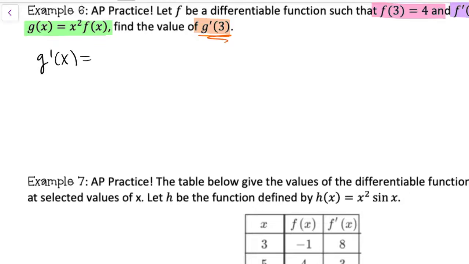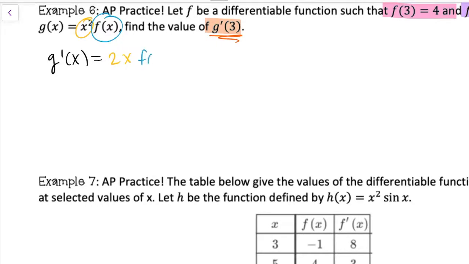g prime of x is going to be found using our product rule. So because g of x is a product function, we've got x squared as our first and f of x as our second, that's fine. That's all we need. So g prime of x, our product rule says the derivative of the product function is the derivative of the first function, 2x, times the second, plus the first times the derivative of the second.